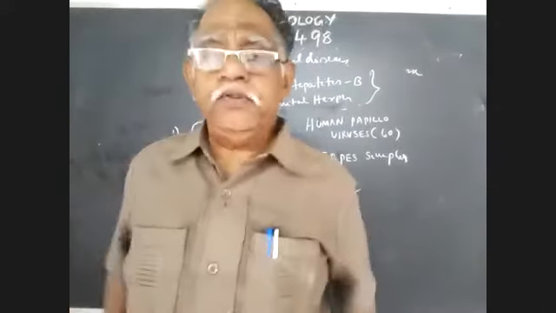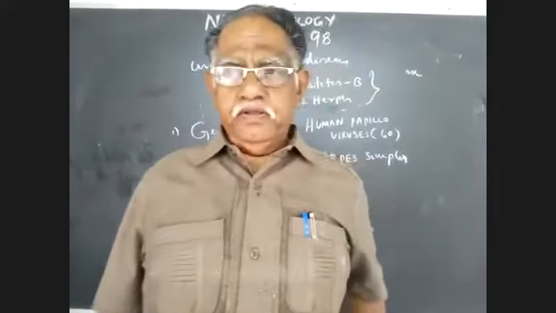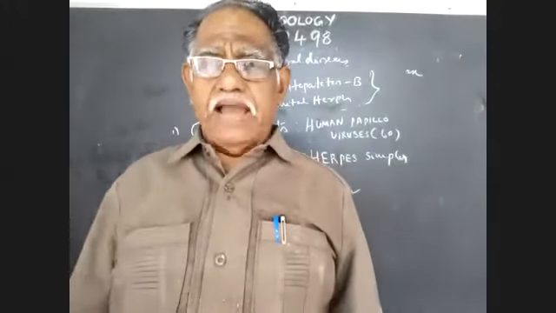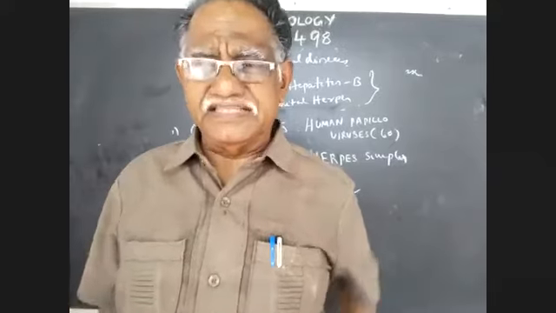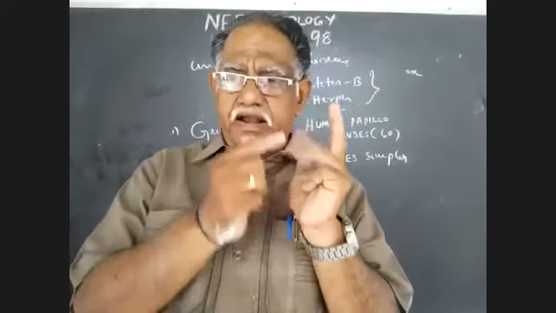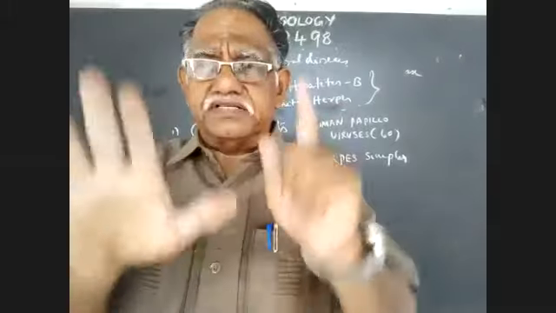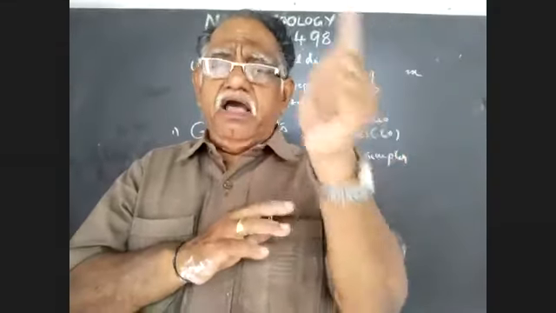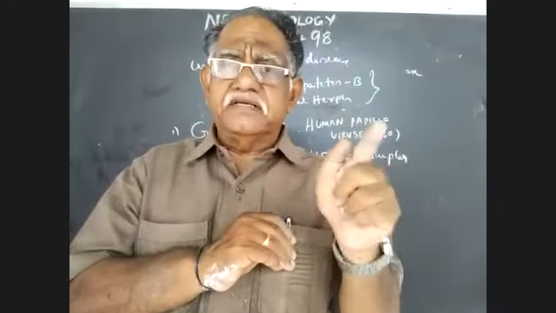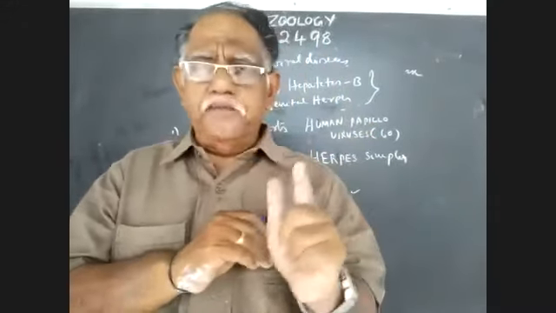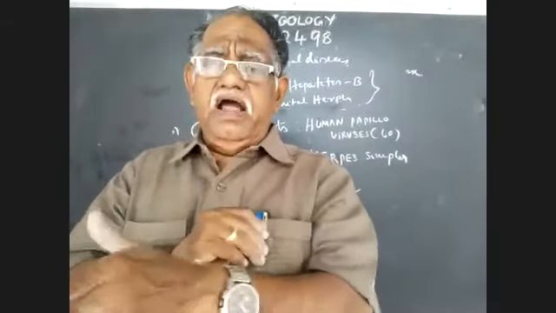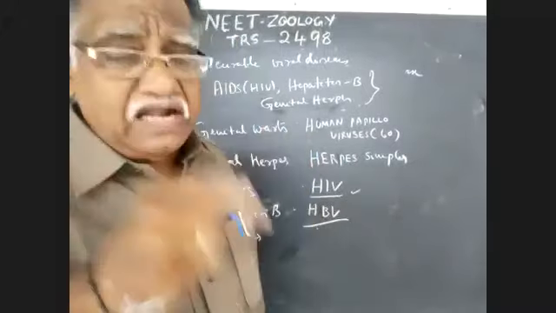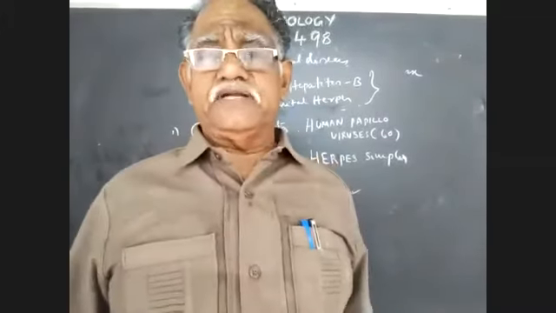So, what are the bacterial STIs? Bacterial sexually transmitted diseases. 1. Gonorrhea. Number 2, syphilis. Number 3, chlamydiasis. They are caused by Neisseria gonorrhoeae for gonorrhea, Treponema pallidum for syphilis, and third, chlamydiasis, Chlamydia trachomatis. Okay. Viral sexually transmitted diseases.